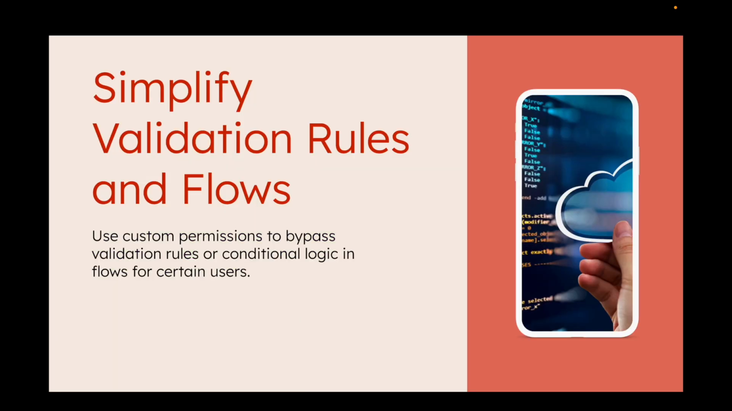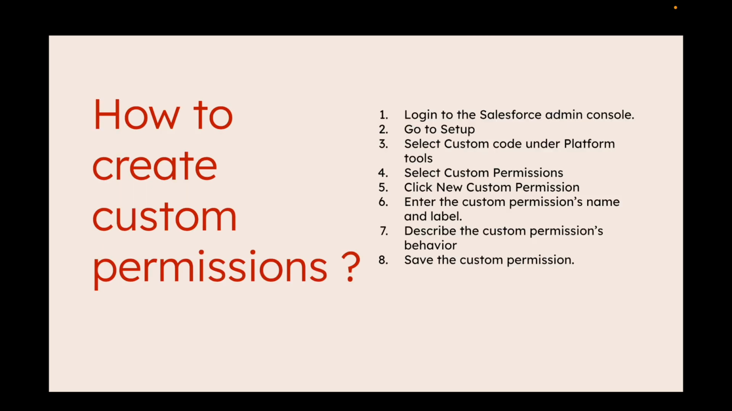Then we have simplified validation rules and flows. We can use custom permission to bypass validation rules or conditional logic in flows for certain users, which we have already covered. So how can we create our custom permission?